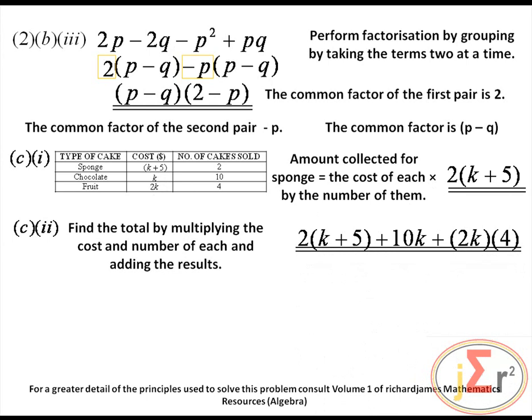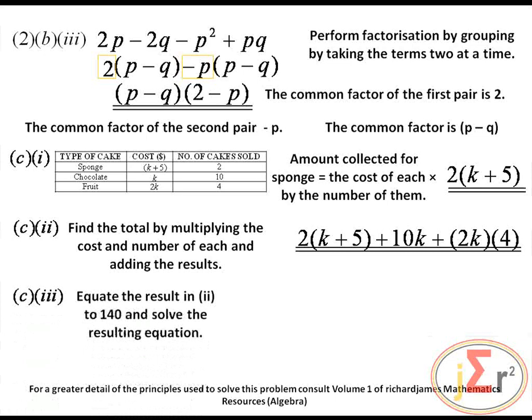The total amount of money collected at the bakery for the day was $140. So that total will be equal to $140. So there we have the expression being equated to $140. Of course, we have the brackets expanded, so 2 times k is 2k, 2 5s 10, and we have 10k goes right back, then 2 times k times 4 is 8k, and that is equal to 140.